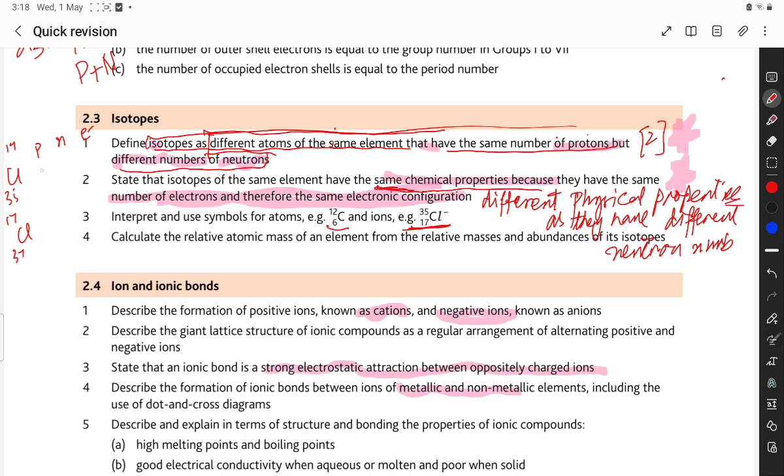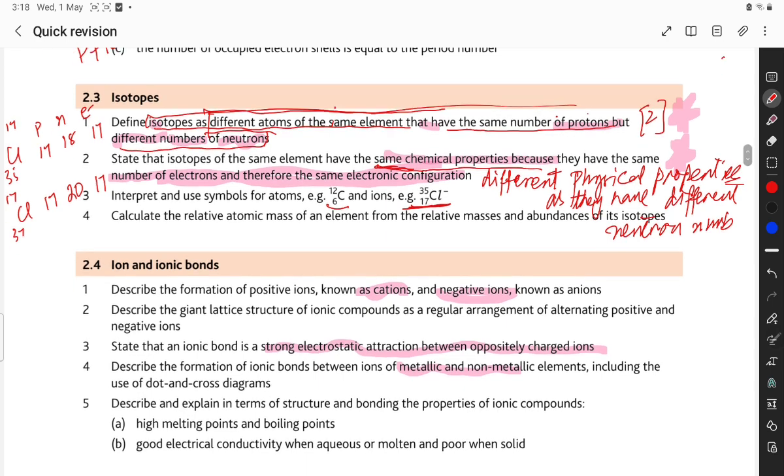Over here protons 17, neutrons 18, electrons 17. Over here 17 protons, 17 electrons, but the number of neutrons is different. So this is the distribution. You should know the distribution of proton, neutron and electron numbers in this context.